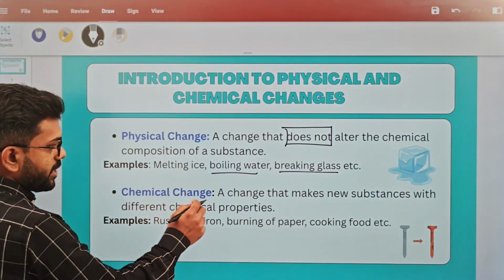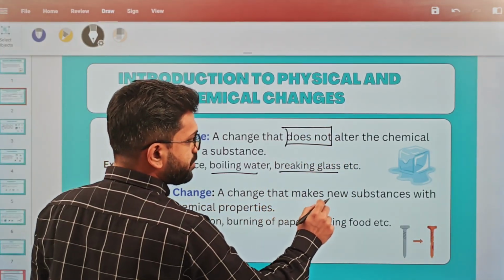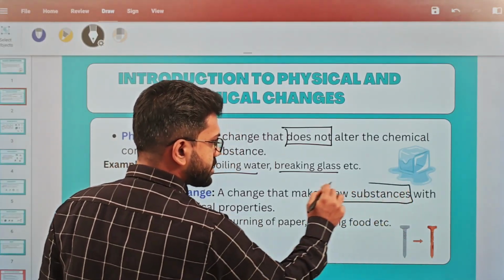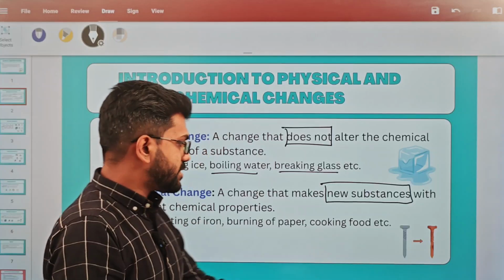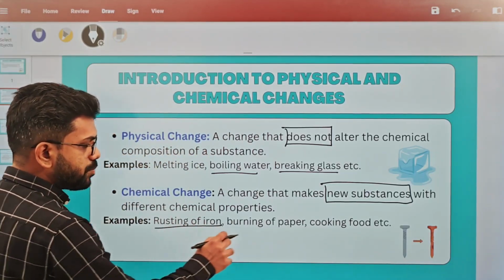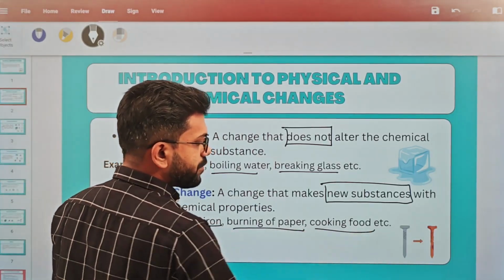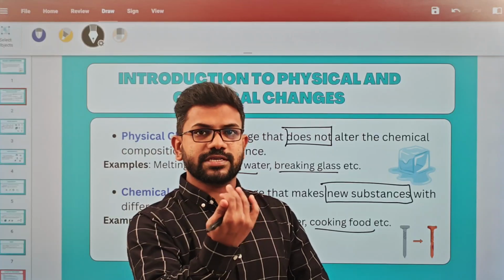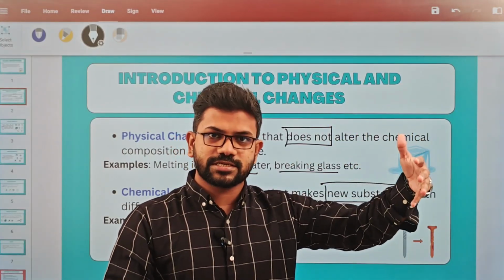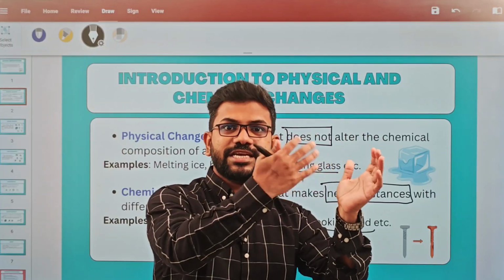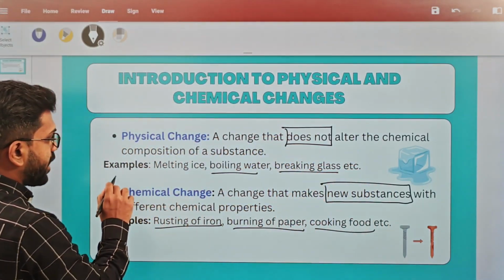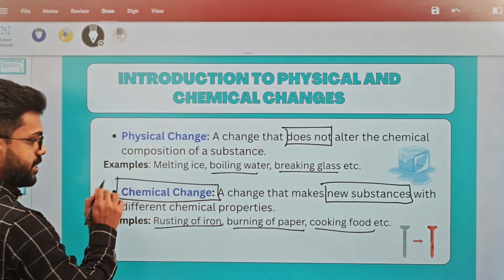On the other hand, chemical change is a change that makes new substances with different chemical properties in it. Okay, let's say rusting of iron, burning of paper, cooking food. These are irreversible, you can say. So these are chemical changes. Okay, the chemical composition of the substance changes. That kind of change is called chemical change.